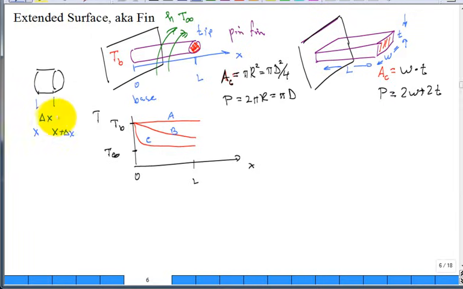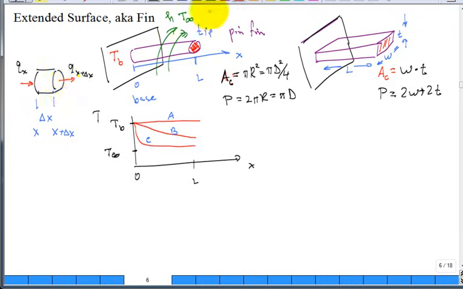So its thickness is delta x. And we have heat transfer coming from the base that way. And so this is Q at x, that's coming into my little element. The heat transfer by conduction is going out at Q at x plus delta x. It's still in the x direction, but it's a little further down the length of that pin fin.